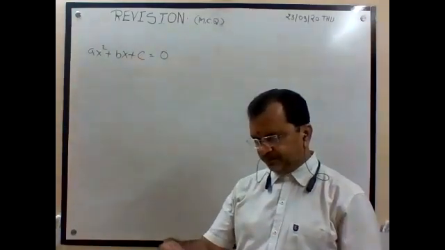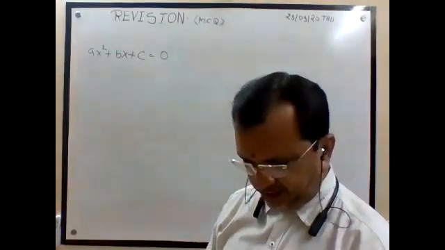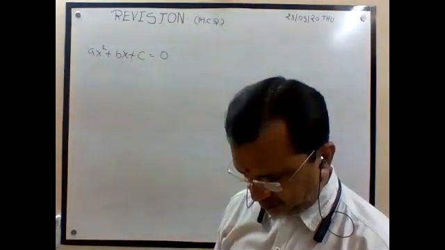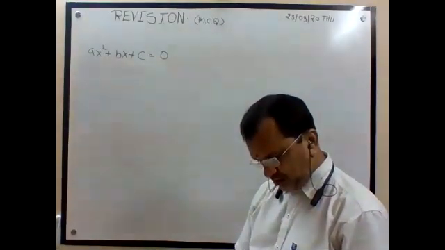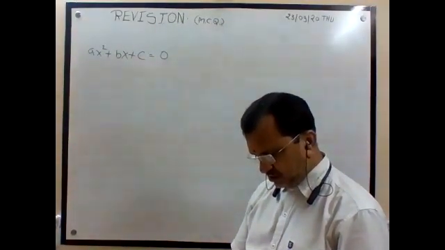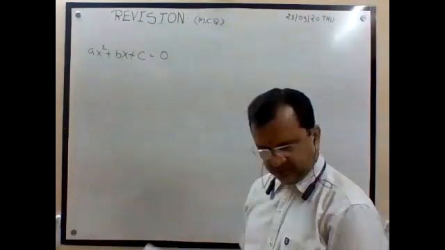Sir, from the factor, 2.2, 8th sum. Which, algebra or geometry? The 2.2 algebra. 8th sum, sir.